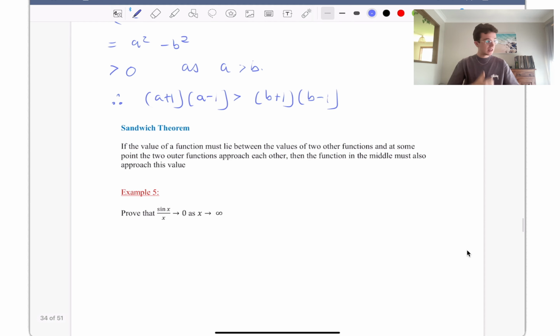Okay. Something that I'm pretty sure is not in the syllabus but is quite useful in terms of these types of proofs is the sandwich theorem.